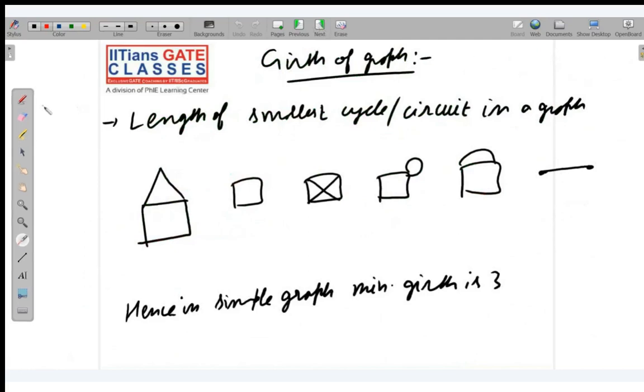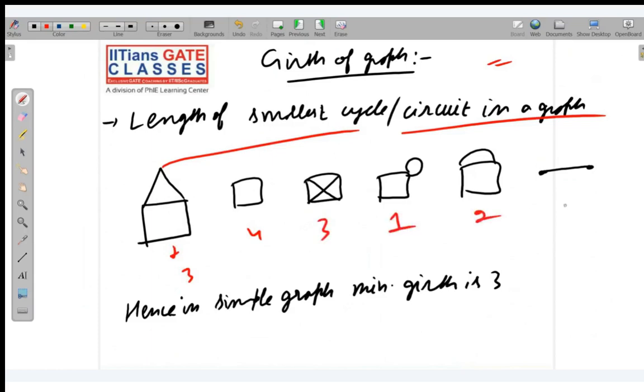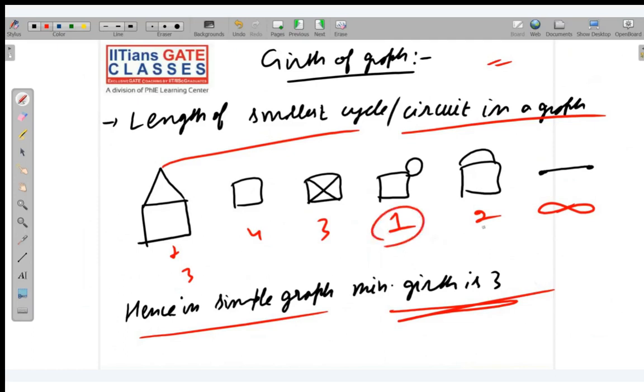Next is girth of graph. Girth means the length of the smallest cycle or circuit in the graph. So what is the girth? Smallest cycle, lengths 3, 4, 3, 1, 2. Here, infinite, because there is no cycle. Hence in a simple graph, minimum girth is 3. So if we have a simple graph, minimum girth will be 3 only. In a pseudograph, girth can be 1. In a multigraph, girth can be 2 also.